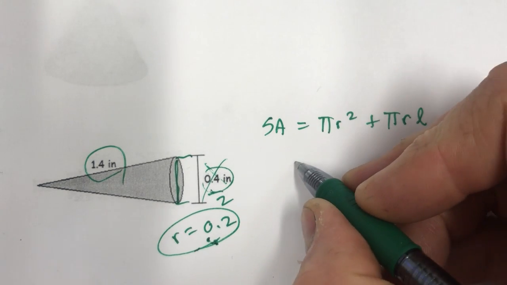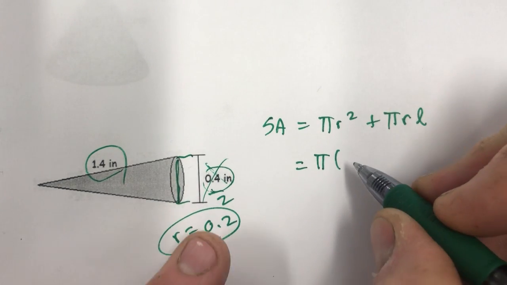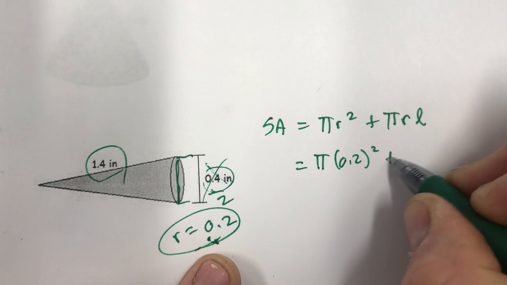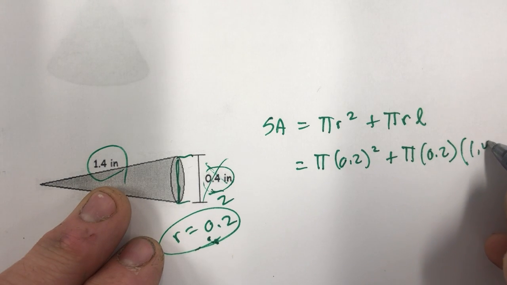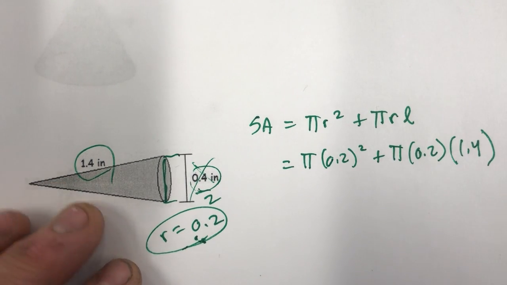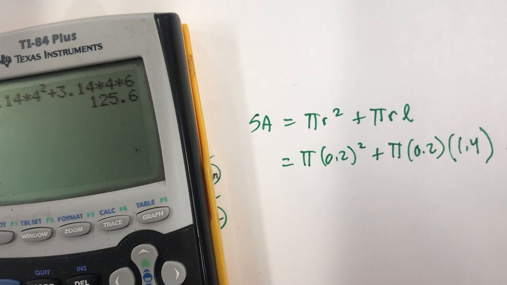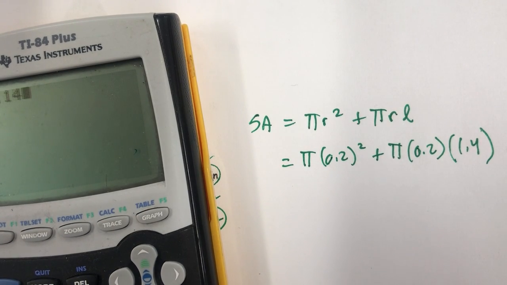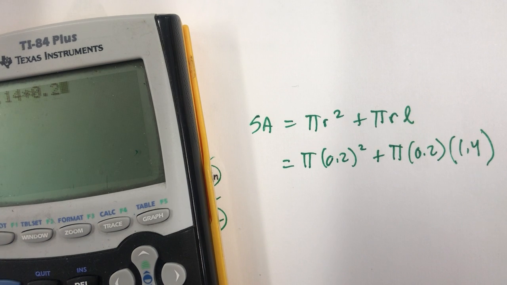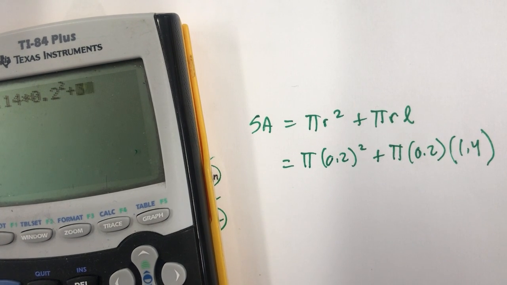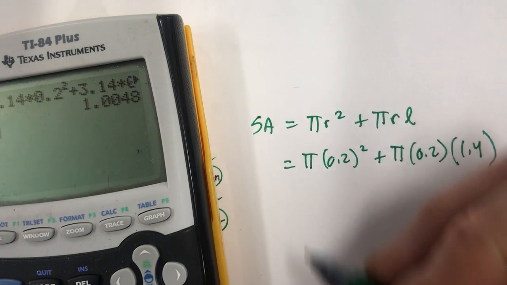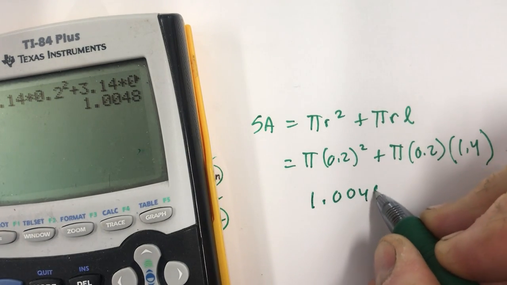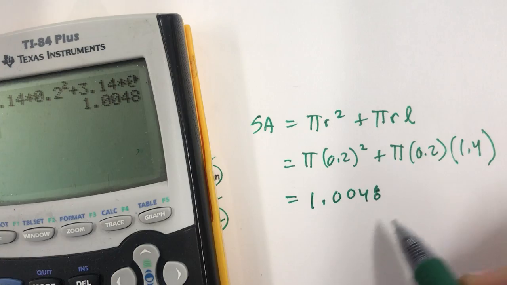So my surface area is going to be pi times the radius, which is 0.2 squared, plus pi again times the radius again, but this time times the slant height, which is 1.4. Okay, and so get my calculator and punch it in. 3.14 times 0.2 squared plus 3.14 again times 0.2 times 1.4. And there you have it, 1.0048. That's my surface area.